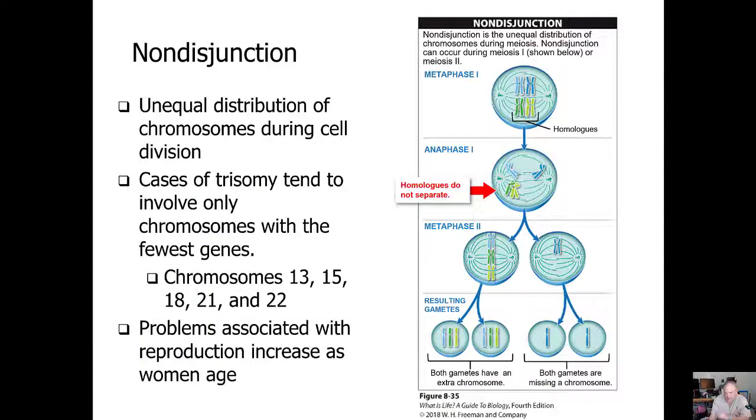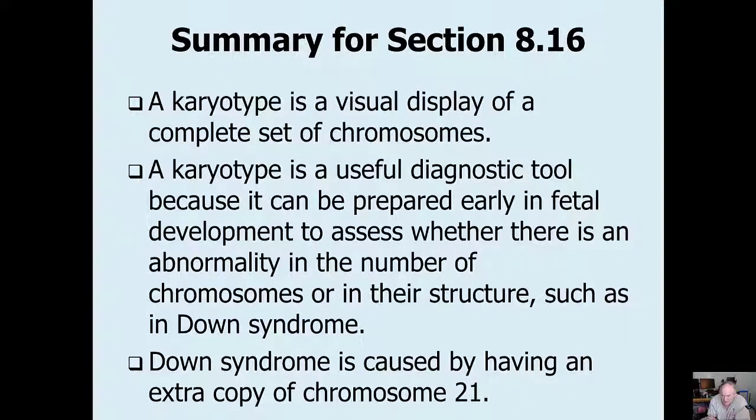Non-disjunction is usually the cause of this. It's where the chromosomes are supposed to be attached, and for some reason the spindle didn't form or whatever, and it didn't get pulled properly. So one of the chromosomes remained in the cell, so it didn't separate properly.